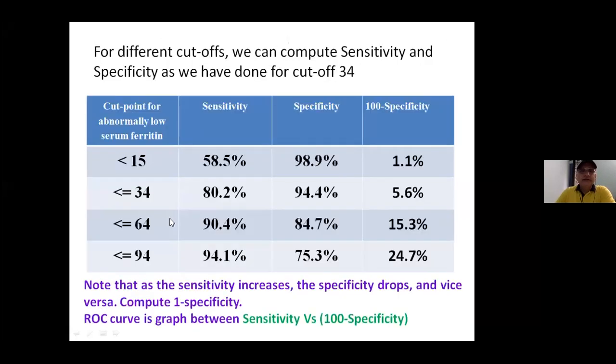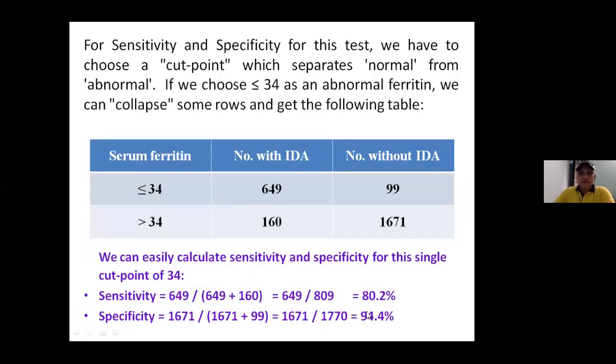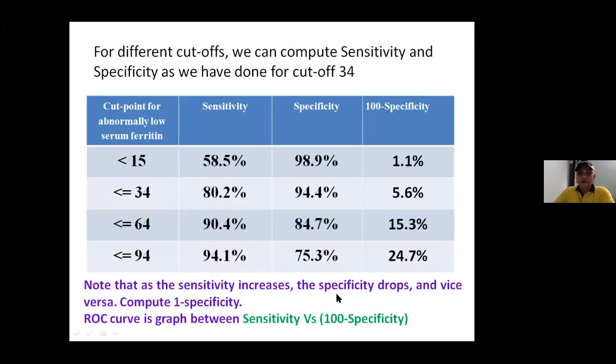Similarly, if I take 15 as a cutoff, I'll get the sensitivity and specificity. For the 34 cutoff we have already computed it, right? For 15 you can compute now. Take the first row as such and club all the next rows. Similarly, if you take 94, you can compute the sensitivity and specificity too. So these are computed values.